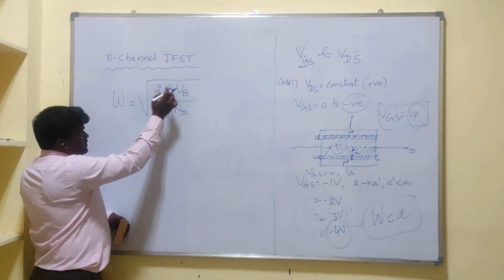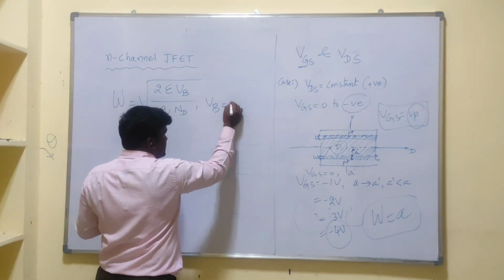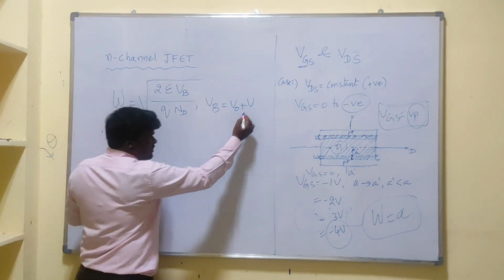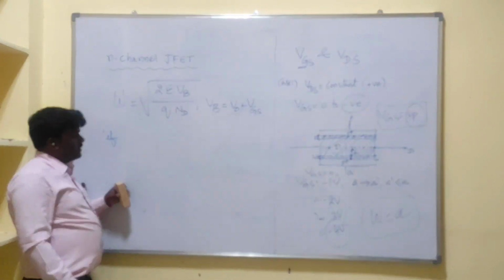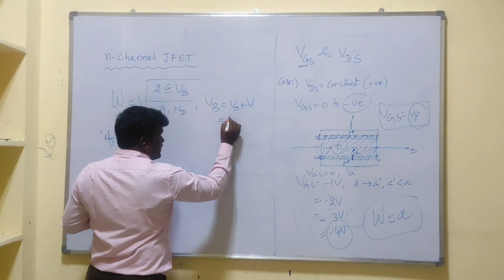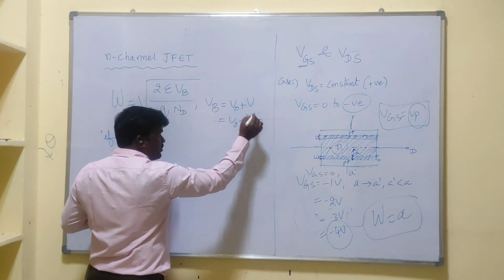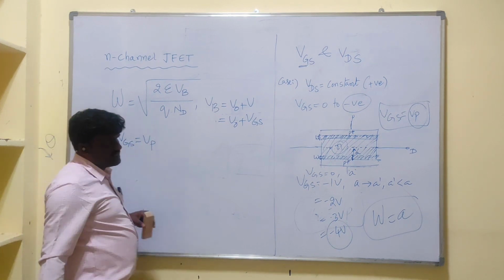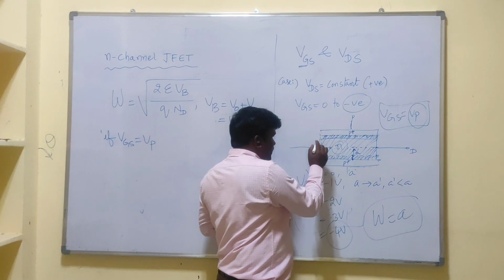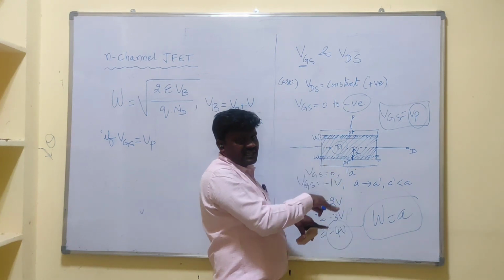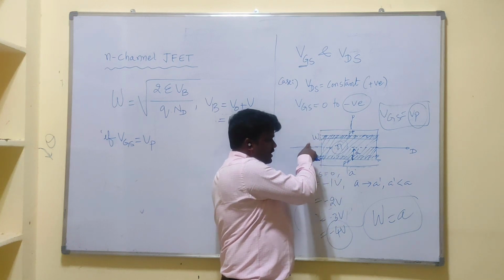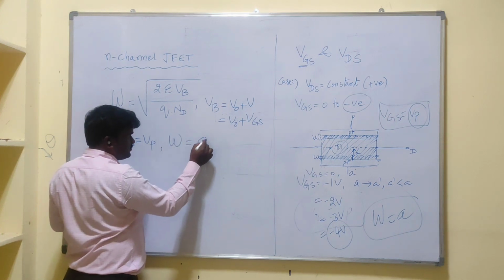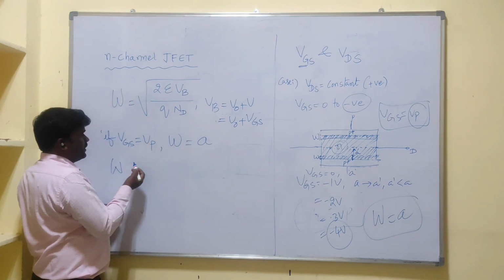VB is the barrier potential, that is VB equals V0 plus V, where V means VGS, our applied voltage. If VGS equals VP, then the width of the depletion region will occupy the full channel. Then W equals A. In that case, W equals A.